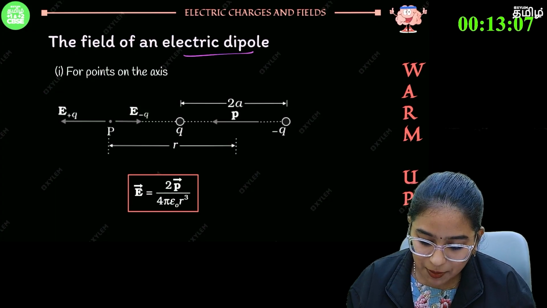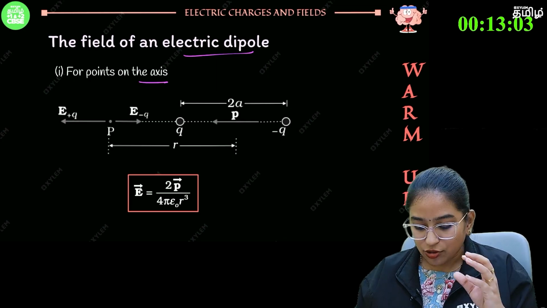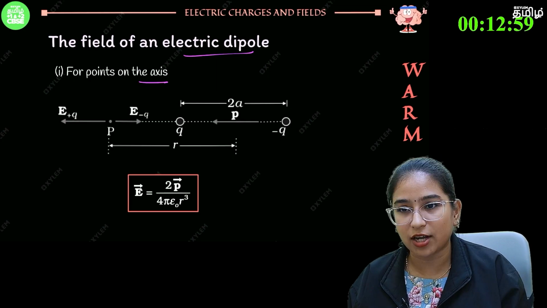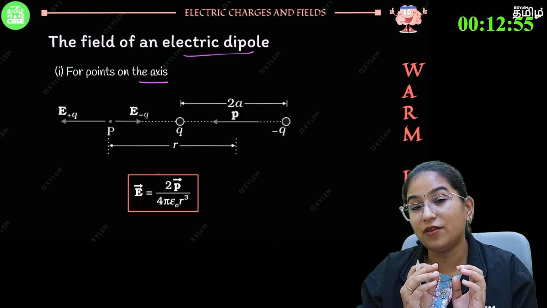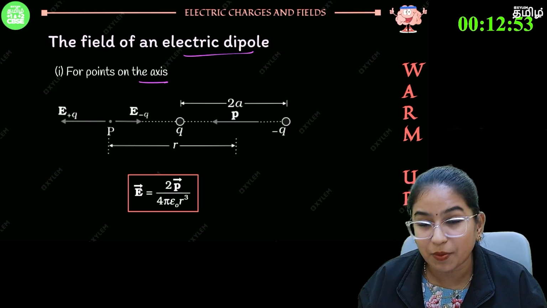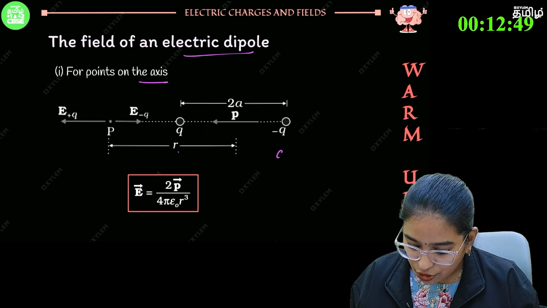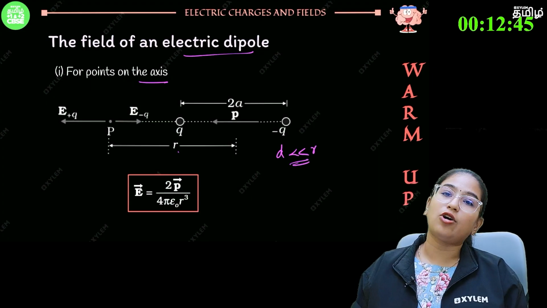So here we will be discussing 2 points, one is axial, another one is equatorial. The formulas we are going to discuss are completely for a short dipole. Short dipole in the sense your dipole length is very small when compared to the point where you are going to measure your electric field. So your d will always be less than r. That is called a short dipole.